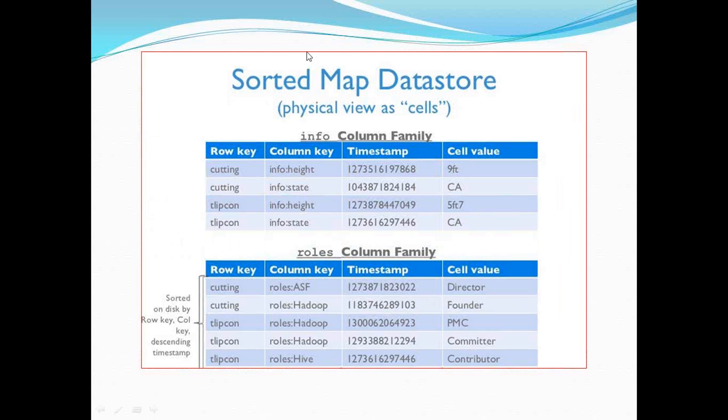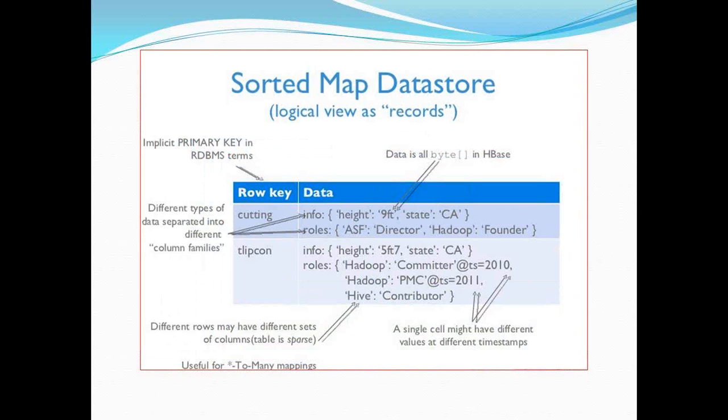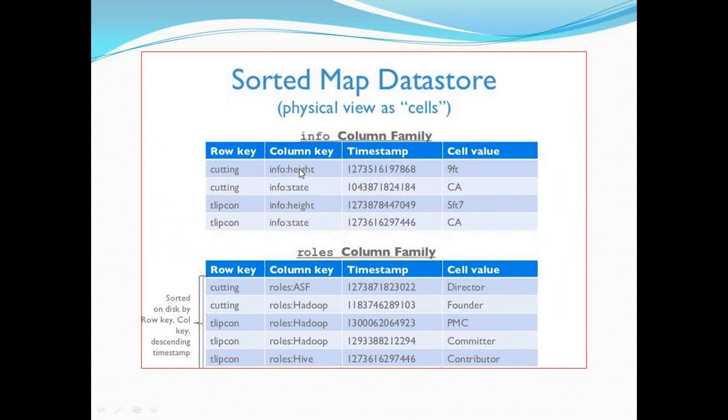When you store it into an HBase type of key value pair, this is what gets stored. Each and every attribute becomes a row. You can see here that now you have cutting, and then you have info height, info state. So basically, all of those individual attributes: if you go back, you can see that for cutting you have info, and it has these attributes, height as well as the state. That was something which needs to be stored in an HBase type of database. This is what gets stored.